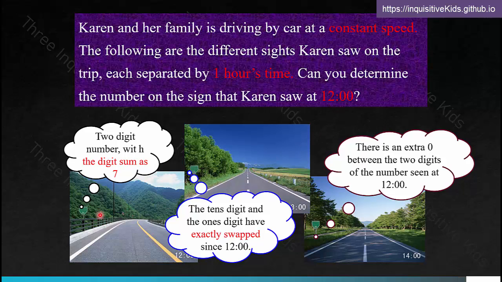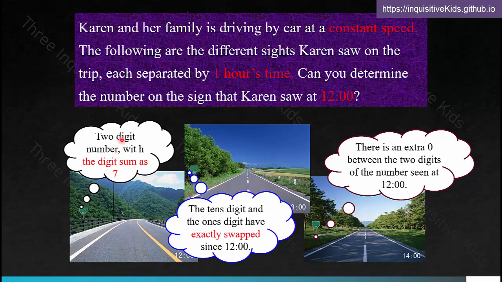So see how each of these says have a sign? Well, these signs have numbers that show you how many more miles or how many miles you've already went. And since she's driving by constant speed and they're separated each by the same amount of time, 1 hour, you can infer that the distance from 12 p.m. to 1 p.m. is the same as 1 p.m. to 2 p.m. So now we have 3 clues.